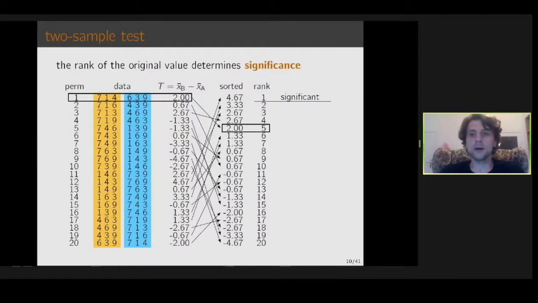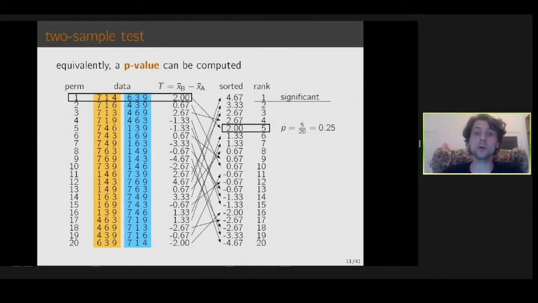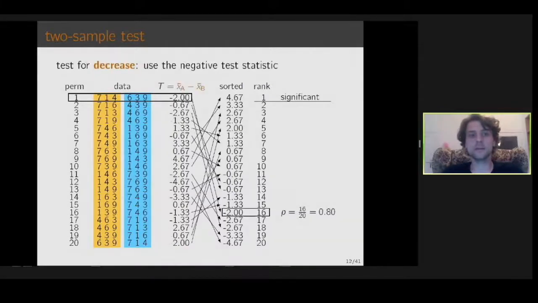So in this case, the mean difference would not be significant because if you've chosen a significance level of 0.05, only the top one value in a list of 20 values would be deemed statistically significant. Equivalently, a p-value can be computed, which just happens by dividing the rank of the test statistic computed from the original data by the number of total permutations, which in this case would be 0.25, far from being statistically significant.